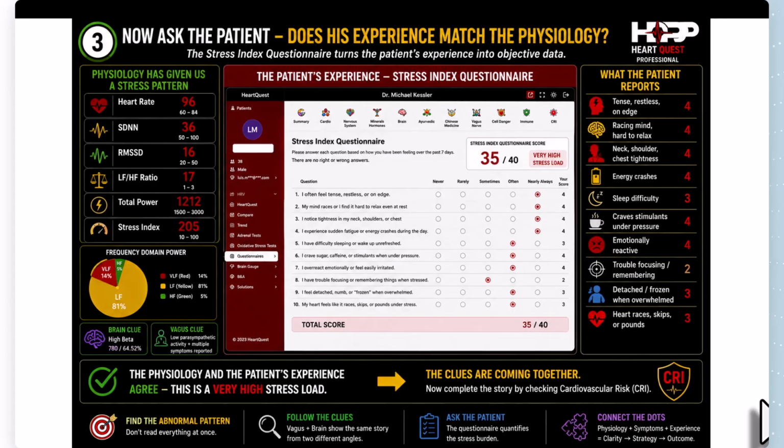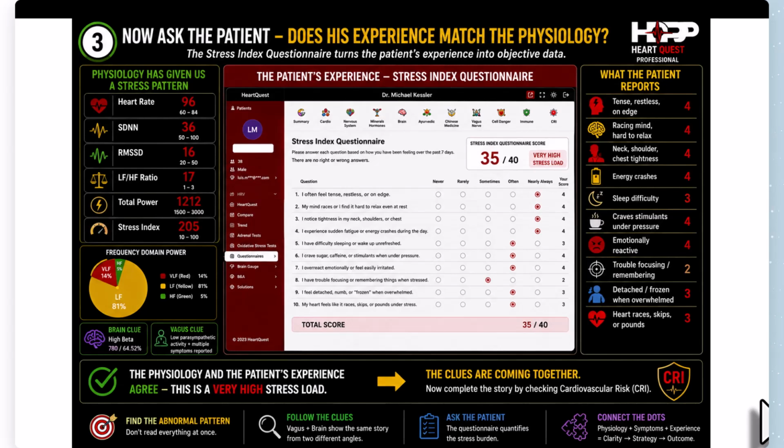Very high stress load. And you kind of look at that over there: tense and restless, on edge, racing mind, hard to relax, neck and shoulders, chest tightness, so everything's tight. That's what happens when you're in that state, right? Energy crashes, sleep difficulty, crave stimulants under pressure, emotionally reactive, and trouble focusing and remembering, detached, frozen when overwhelmed, kind of shut down. Heart races, skips, or pounds. And this is a big deal for him. Okay. I'm surprised it's not a 4.